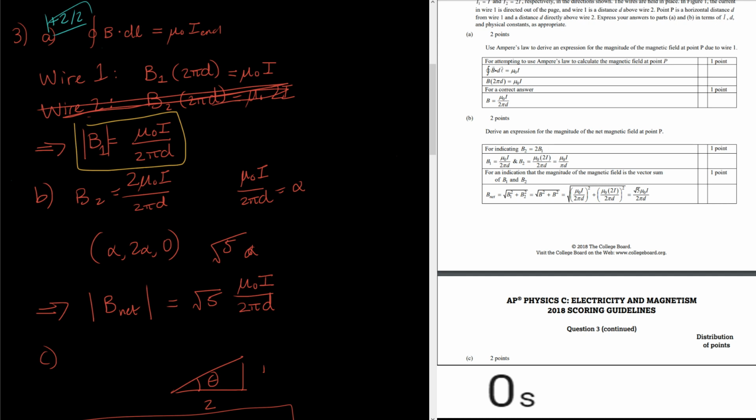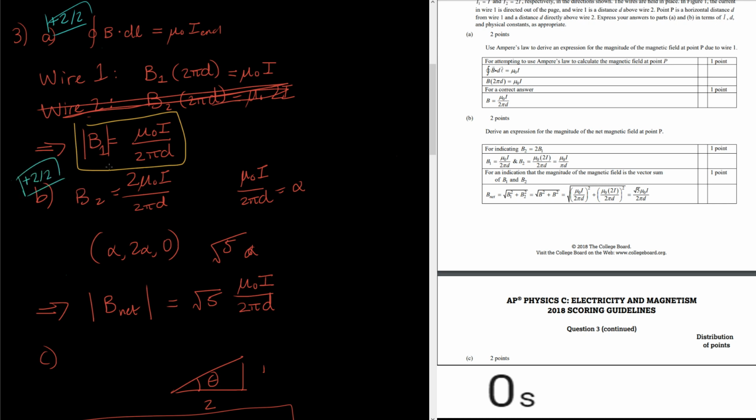For an indication that the magnitude of the magnetic field is the vector sum of B1 and B2, I think this is a fair indication of that fact. And therefore that B net is the sum of squares, so root 5. I think that's fairly clear. I think that's plus 2 out of 2. We get the correct answer also.